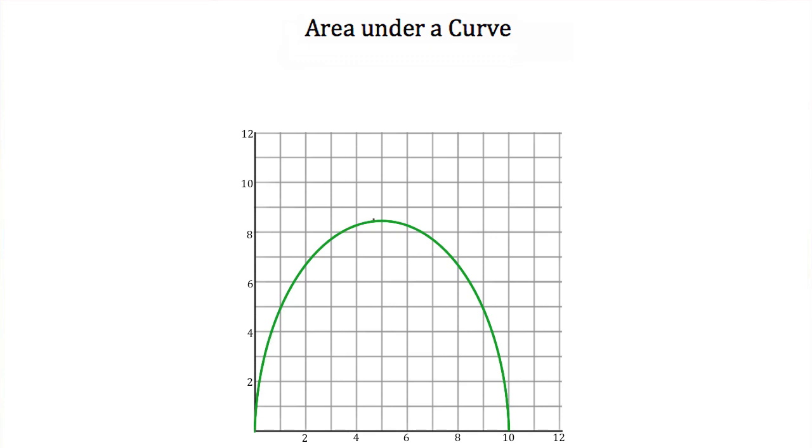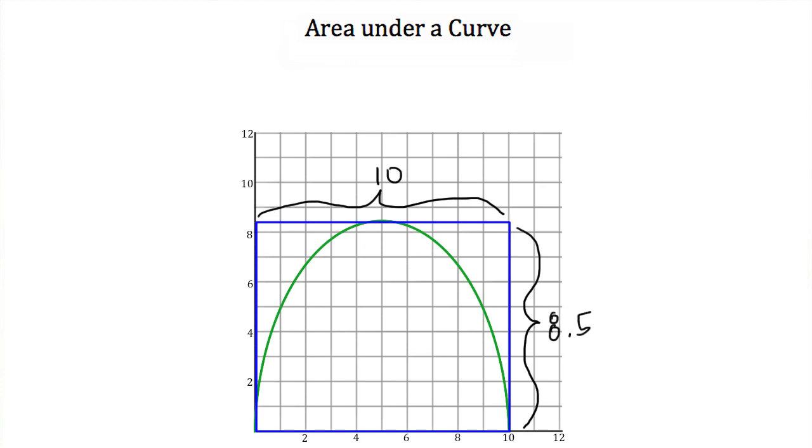Now the easiest way to estimate the area underneath this parabola is to say, well, rectangles are easy to take the area of. Let's assume that the area underneath this parabola is basically the same area as a rectangle circumscribed around it. I can find the area of this rectangle. This length here, that's about 10. And this width here, that's about 8.5. The area of this rectangle then, that's approximately equal to 10 times 8.5, or 85. So if the area of this rectangle is 85, then I could say that the area of my parabola, well, that's approximately 85.